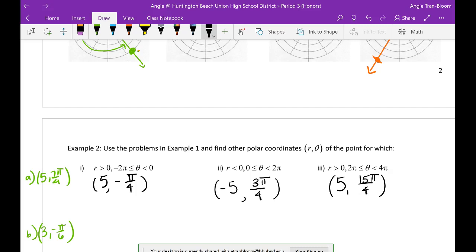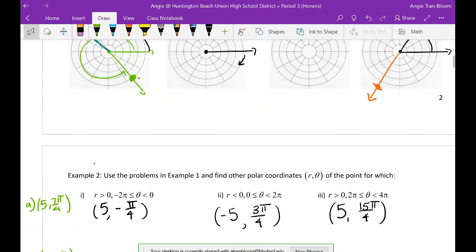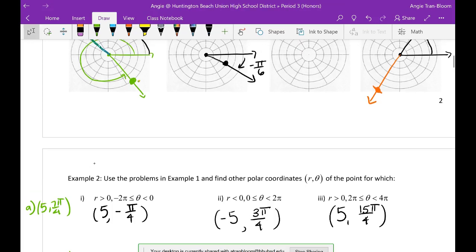Questions, comments? Okay, so B last night graphed it out, negative pi over 6. I don't have a graph because I erased them. Okay, negative pi over 6 this way. And they want a positive 3 radius. So it happens to be on the same 1, 2, 3. Okay, so is that the dot, by the way? Negative pi over 6.